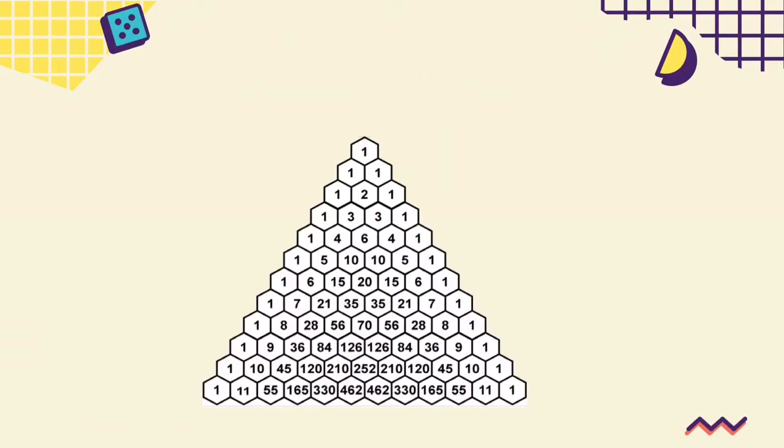hexagonal Pascal's triangle. So we know the Fibonacci series starts with 0. Then if we add the previous number, 1 plus 0 is equal to 1, then 1 plus 1 is equal to 2, 3 plus 2 is equal to 5, 8 plus 5 is equal to 13, 13 plus 8 is equal to 21, 21 plus 13 is equal to 34, 55 plus 34 is equal to 89.